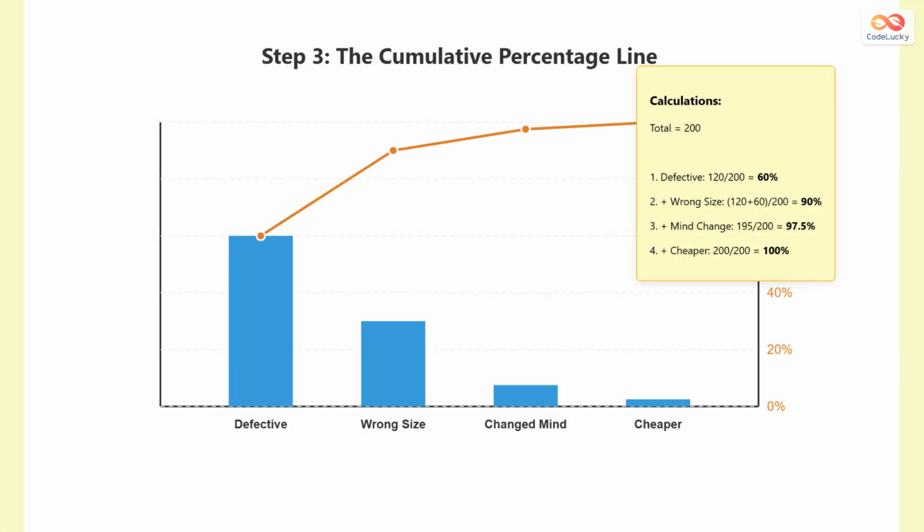Next, we add the cumulative percentage line. This line starts at the top of the first bar. As we move right, it adds up the percentage of the next bar. By the time we reach the last bar on the right, the line hits 100% on the right-hand axis.